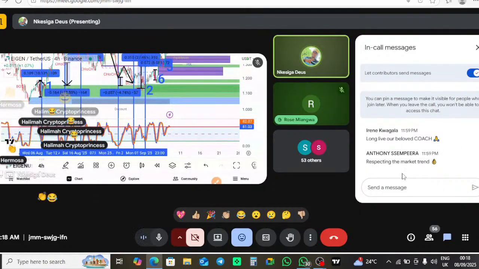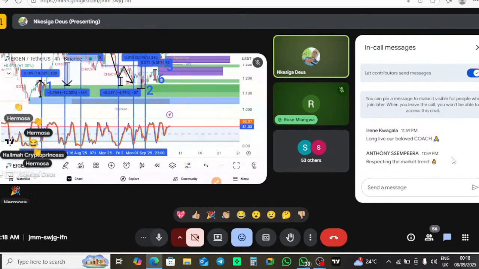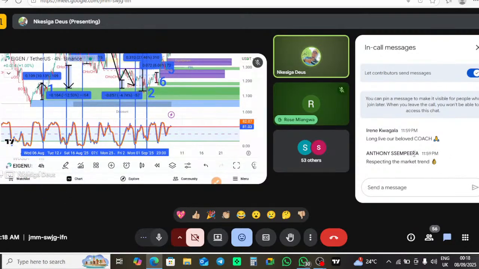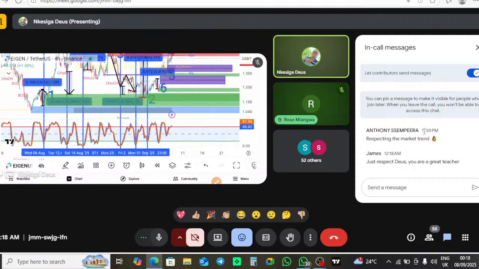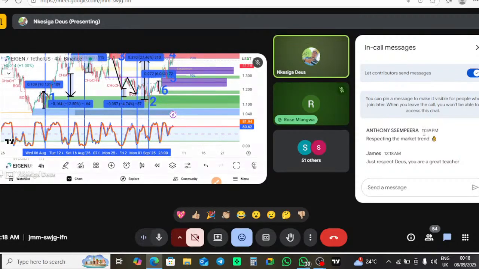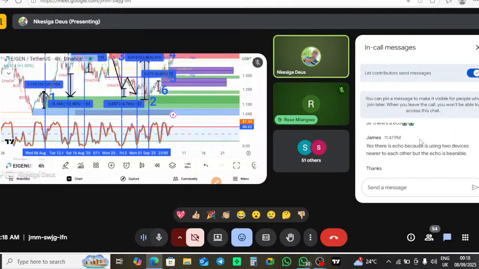Someone was saying respecting the market trend. Yes, my dear friend Anson, we have to respect the trend. Since it was a downtrend and uptrend, we have to see where to trade from, okay? Alongside our indicators, alongside our support and resistance, we must win. But if you chase trading without any reason why you entered the trade, then you will be finished.